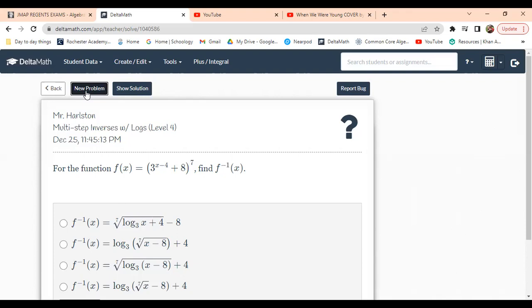So let me write down the function. So this one is f of x equals 3x minus 4 to the x minus 4 power plus 8 taken to the 7th power.